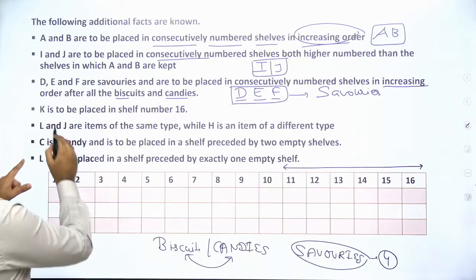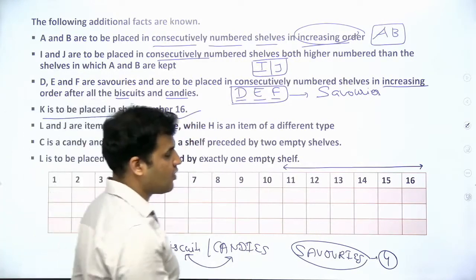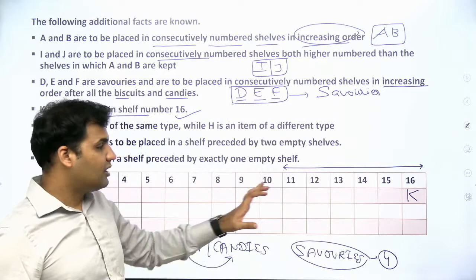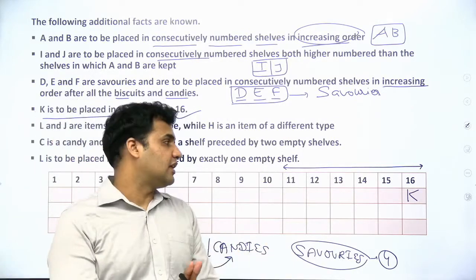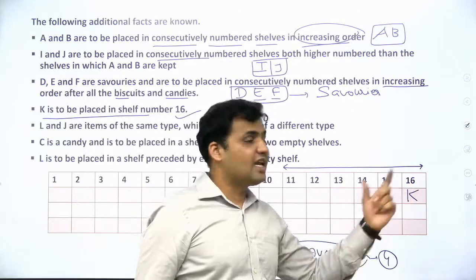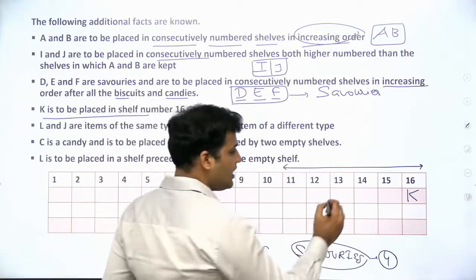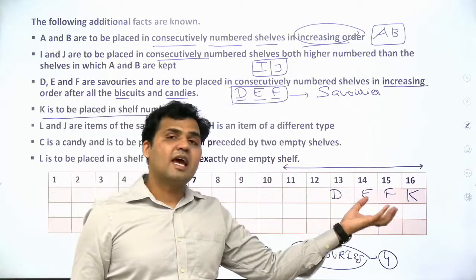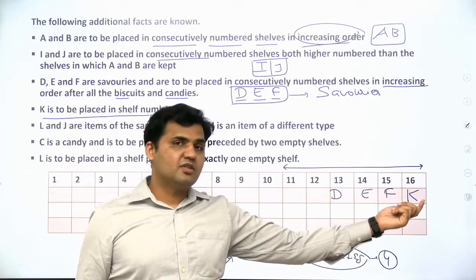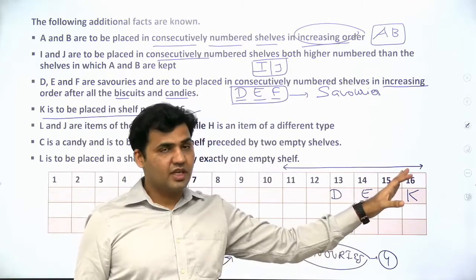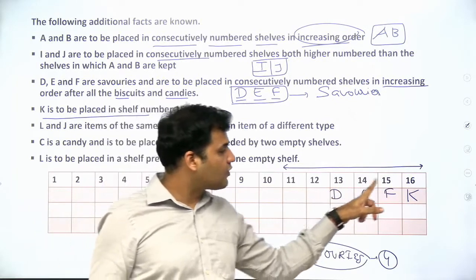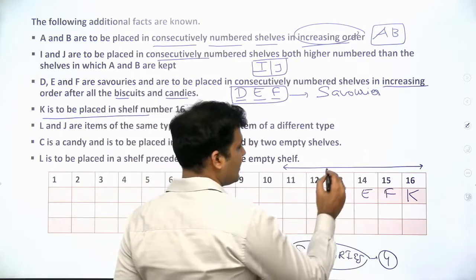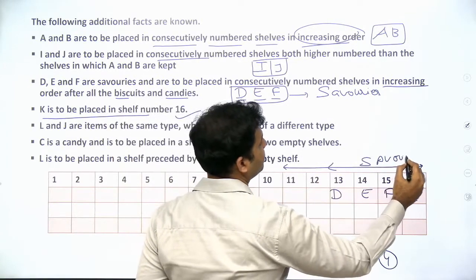Now it says K is to be placed in shelf number 16. Now on the shelf number 16 you have the item K. Now we know that all the savories are supposed to be clustered together and they are coming after 11. So if K is placed at 16, can I say D, E, F must be over here? There is no other option. You cannot place a gap between the same type of items. So if K is on 16, D, E, F has to be clustered with K, and now you know that all of these four types of items are savories. D, E, F, K, all of these items are savories, guys, right? So these are the savories.